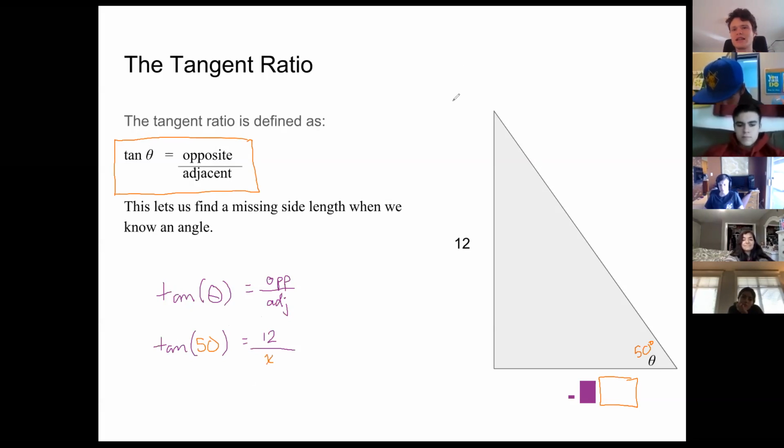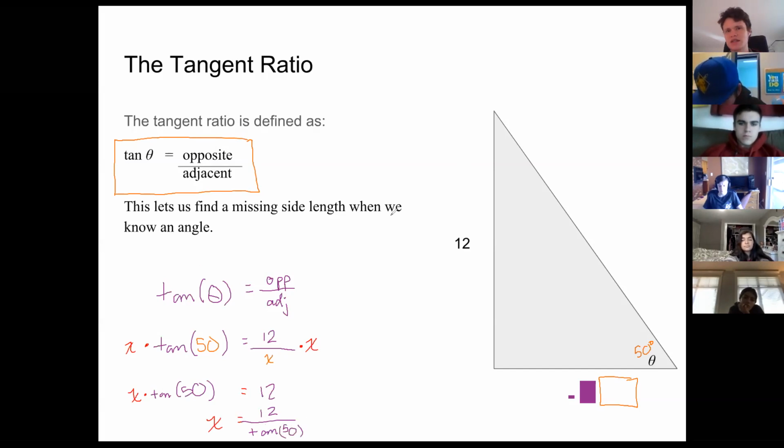So we want to try to isolate that x value, and there's this really nice shortcut you can do. We multiply both sides by x. We end up with x times tangent 50 equals 12. And then now we can divide both sides by tangent 50. So we end up with x equals 12 divided by tangent 50. Depending on your calculator, you might have to do this in a different order.